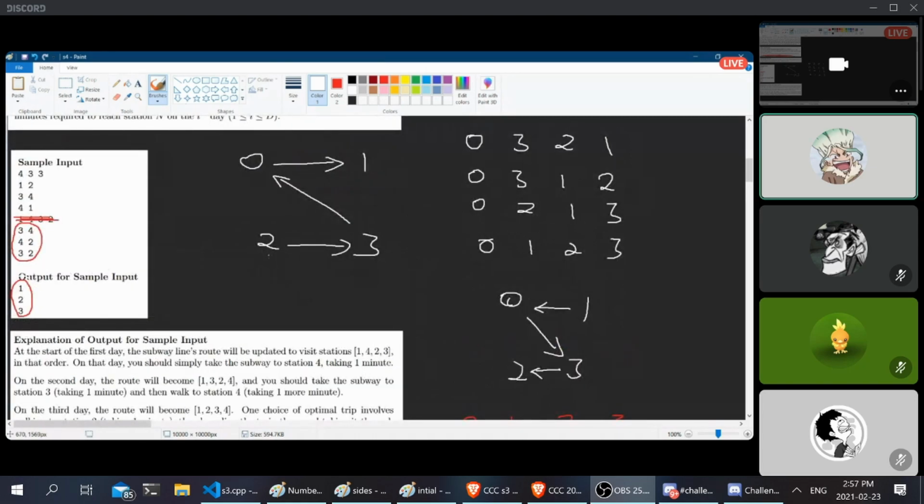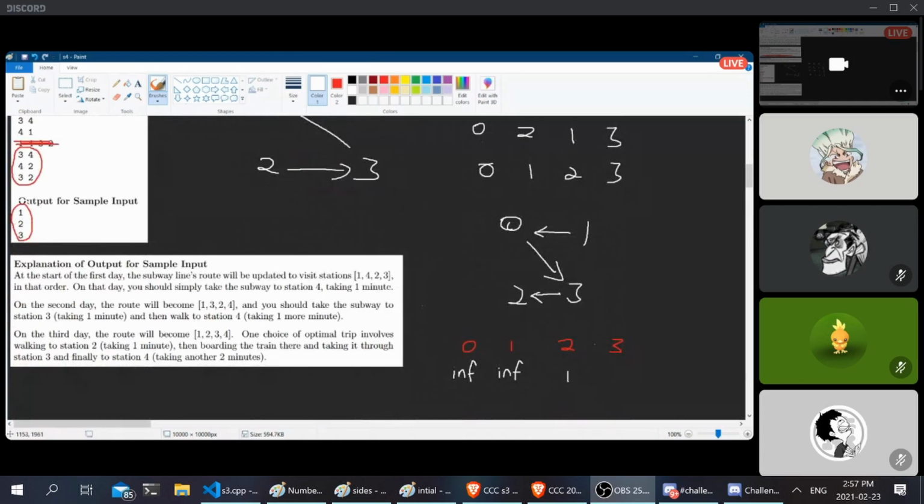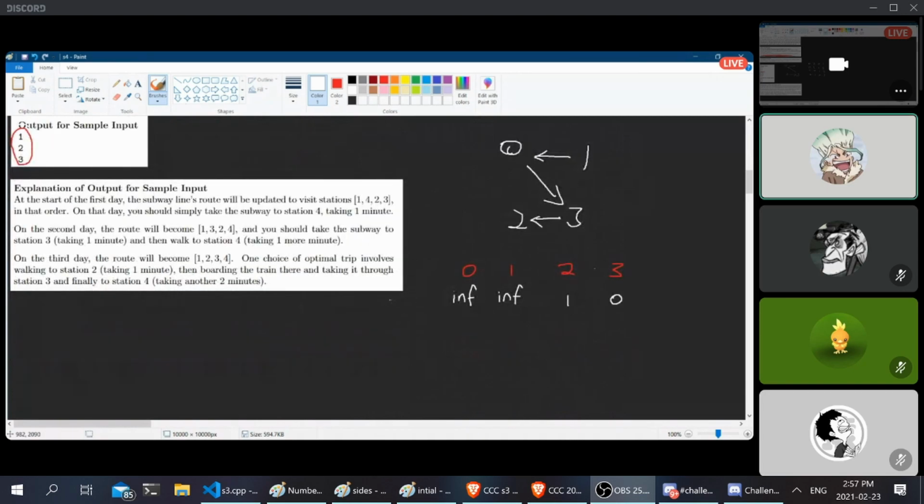And then we see that it takes 1 step to get from station 2 to 3, so it takes 1 minute. And then it takes 0 minutes to get from station 3 to 3. And I call this array the mask, the mask in air quotes.